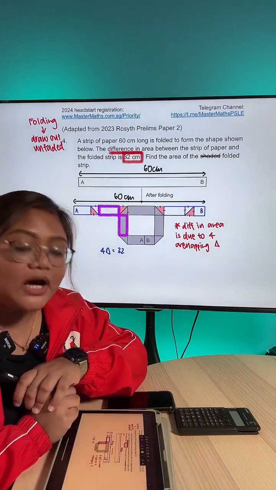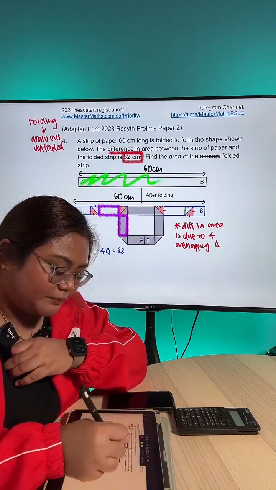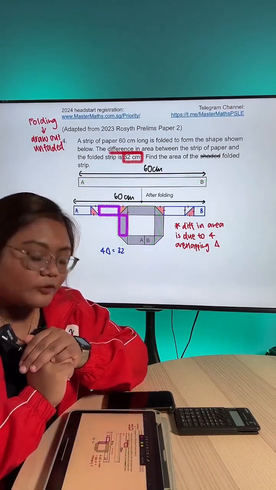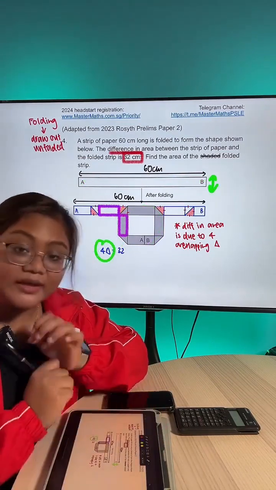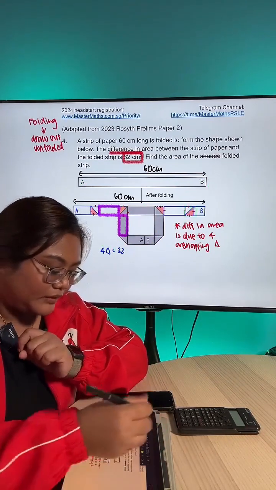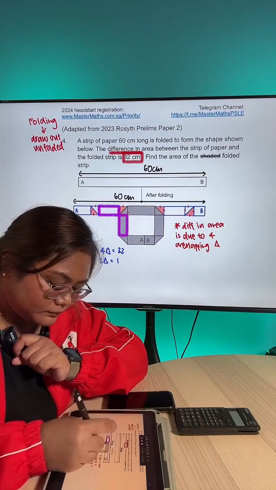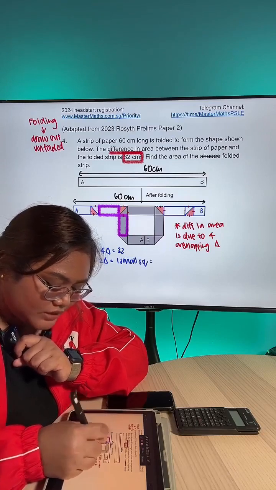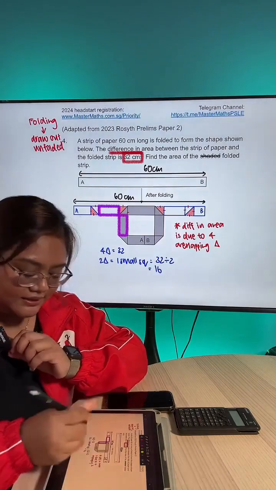Okay? Now how do I find the breadth? Because I'm interested in the area, I just need to find the area of the big one, then I can find the area of the folded one. Okay? So how do I find the area of the big one? I need a breadth. Now if you have 4 triangles, notice that 2 triangles form 1 square. Okay? 2 triangles equals to 1 square will then be 32 divided by 2 to give us 16.